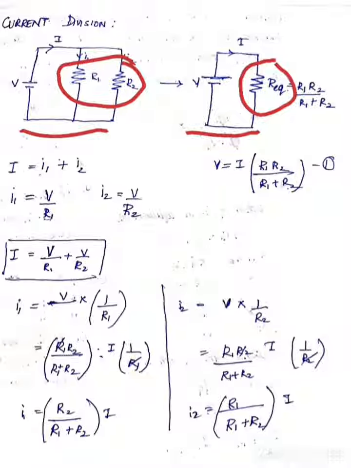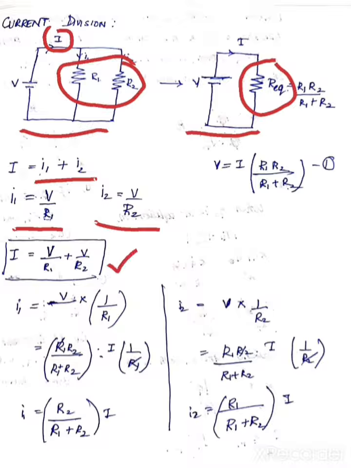Now the total current I will be equal to I1 plus I2, right? Now I1 is equal to V by R1 and I2 is equal to V by R2. Now the total current I is nothing but V by R1 plus V by R2. That is, I am just substituting the values of I1 and I2 in this equation to obtain this equation, right?